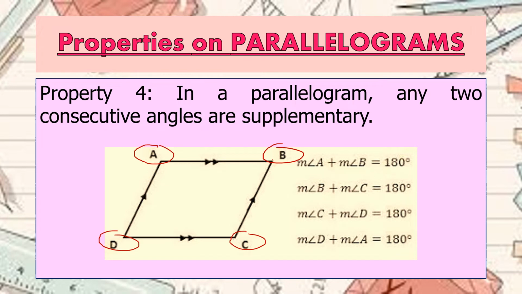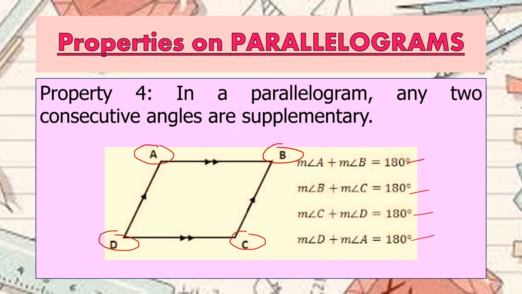At kapag sinabi ng supplementary, meaning kapag pinag-add natin ang kanilang measurements, mag-i-equal sila sa 180 degrees. So, let us analyze this figure. Angle A plus angle B is equal to 180 degrees kasi sila ay consecutive. Sila ay supplementary din. Next, angle B plus angle C is equal to 180. Angle C plus angle D is equal to 180. D and A is equal to 180.